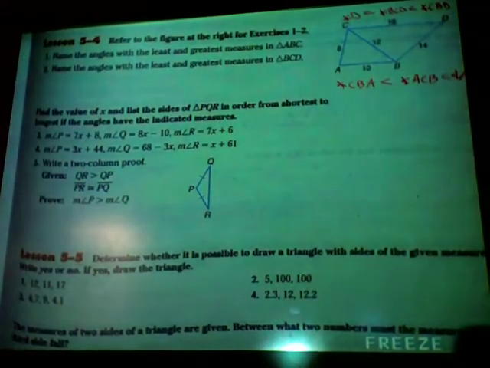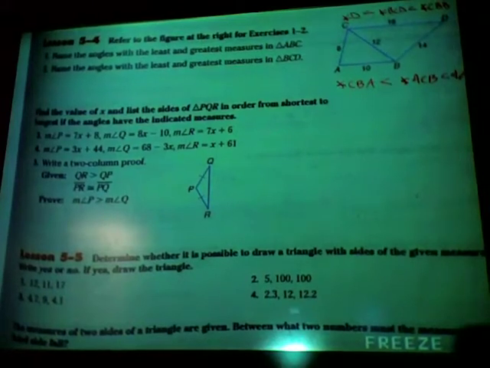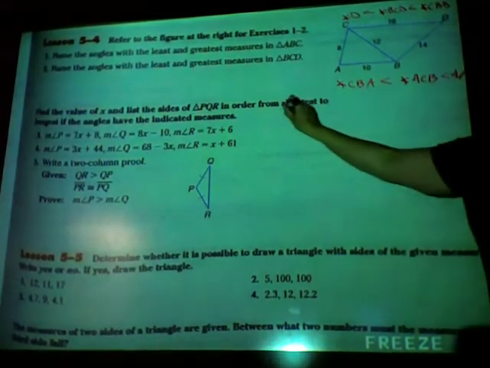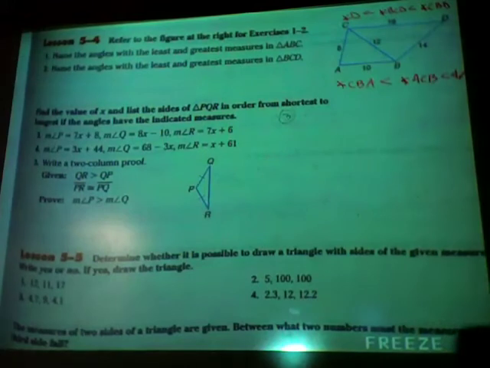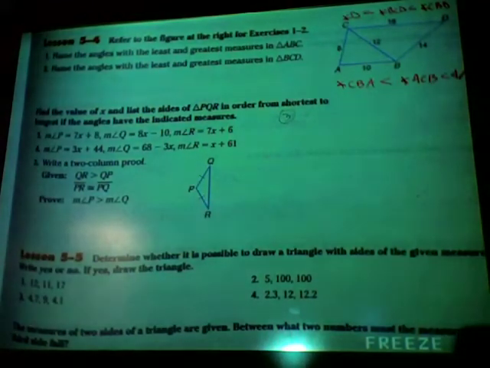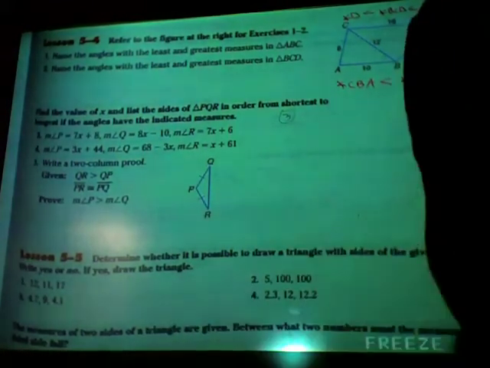So if you get a question like 3 and 4, name the value of x, and if you're not writing this down, you should be. Name the value of x and list the sides of triangle PQR in order from shortest to largest so the angles have the indicated measures. So I'm going to do number 3.